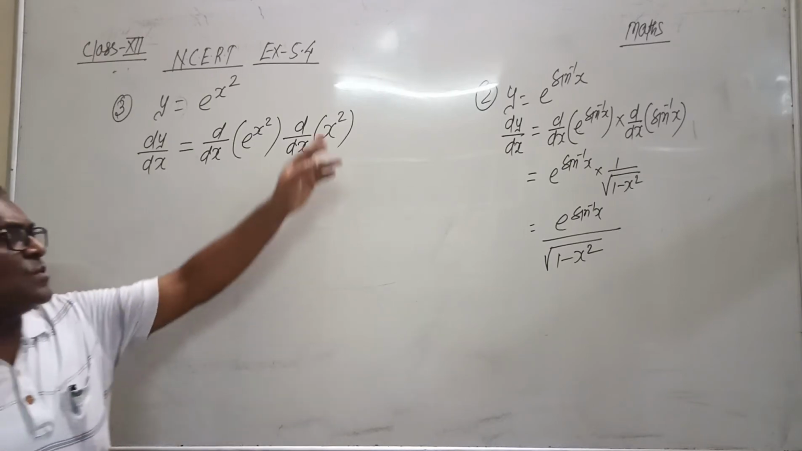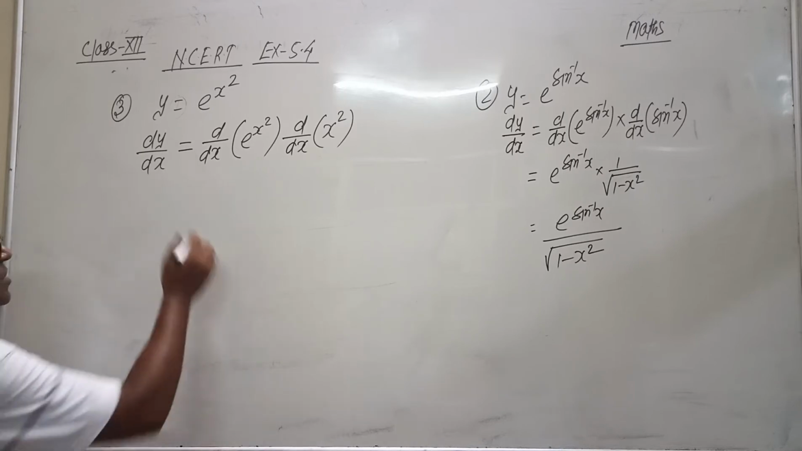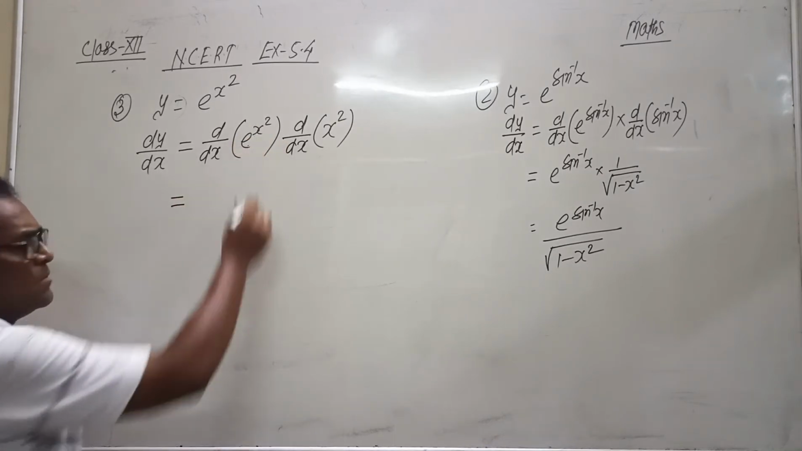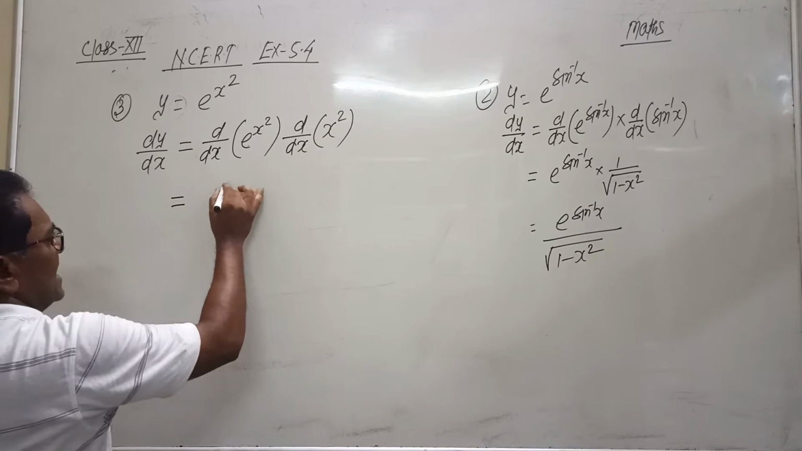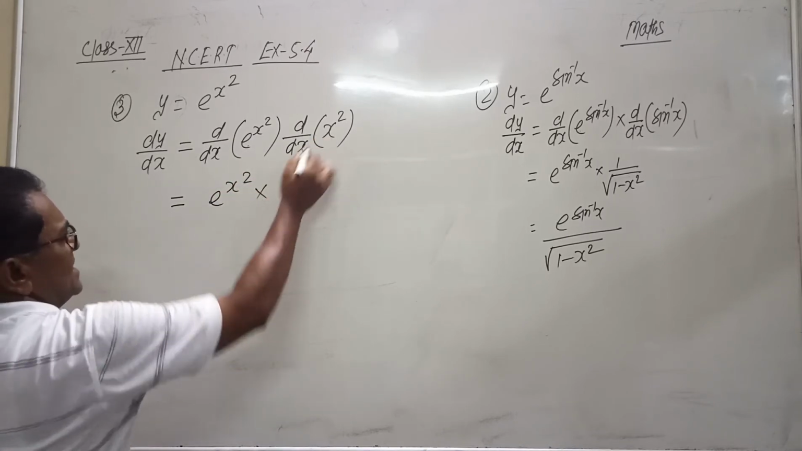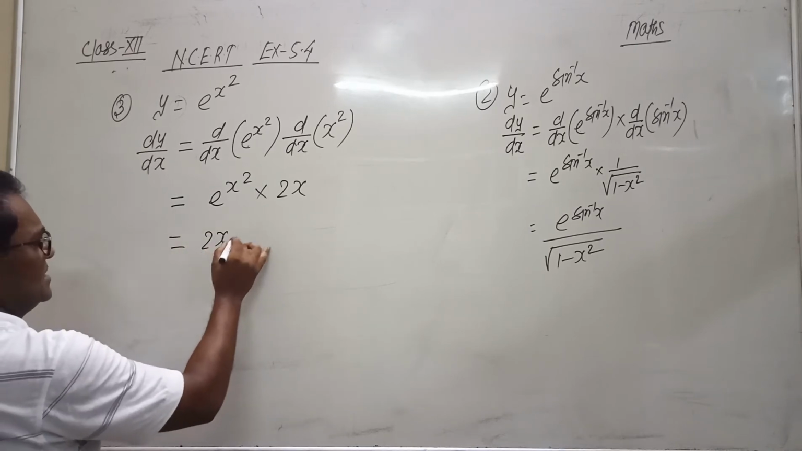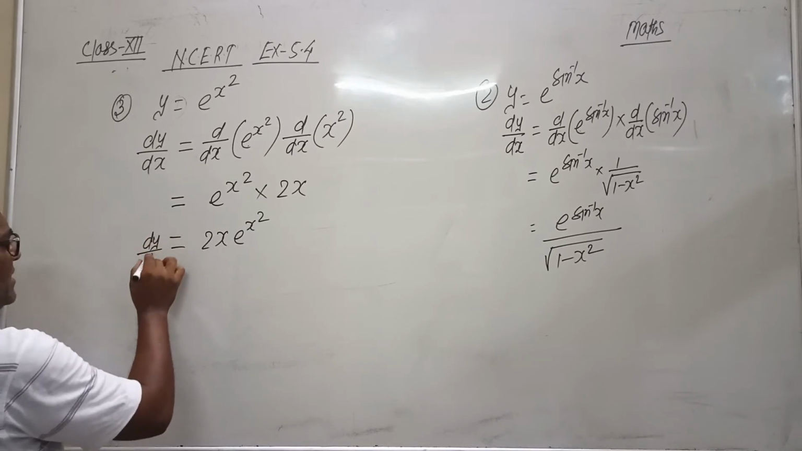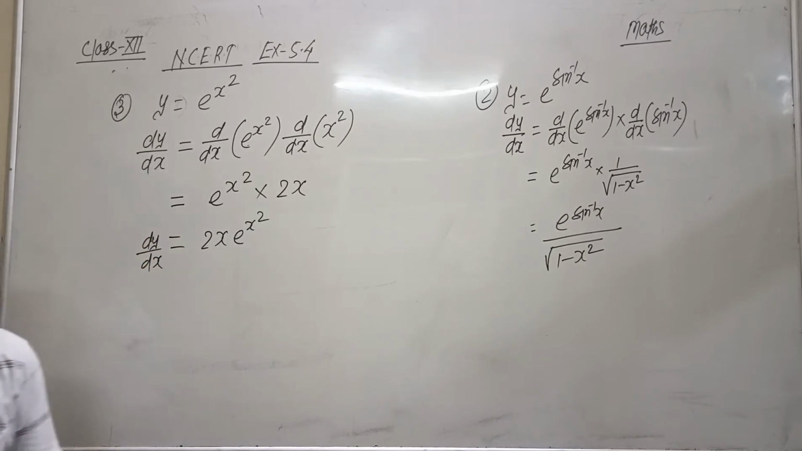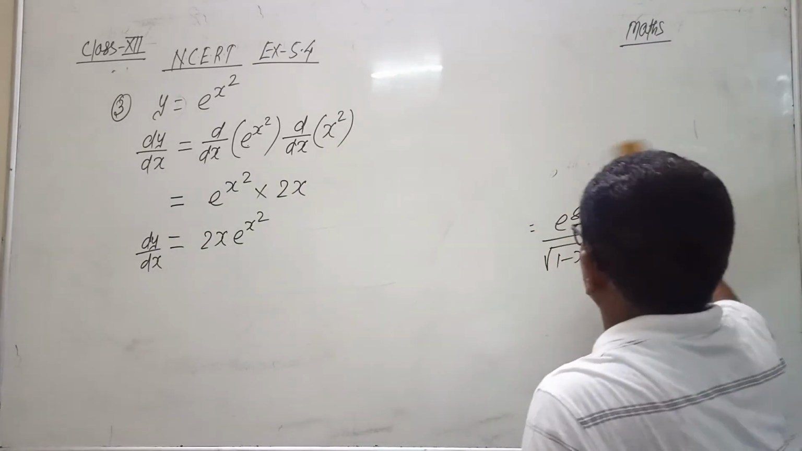When we drop x square, then it remains x, and d by dx of x is 1, so no need to write. This is of the form e raised to the power x, and differentiation of e raised to the power x is e raised to the power x as it is, and d by dx of x square. Differentiation of x square is 2x. So the result comes 2x into e raised to the power x square. dy by dx equals 2x into e raised to the power x square.